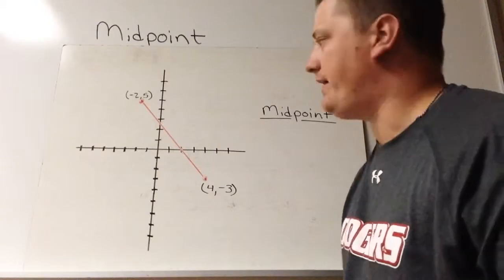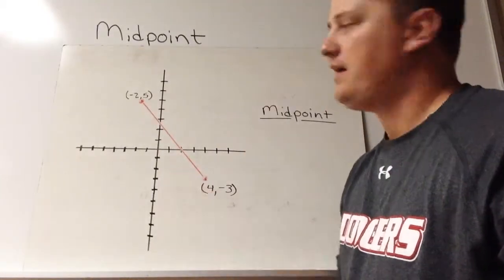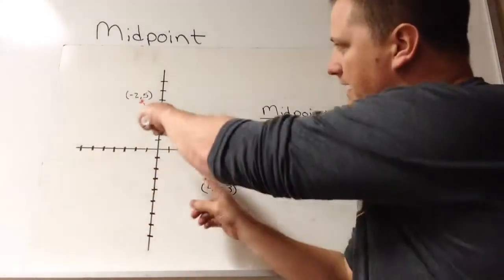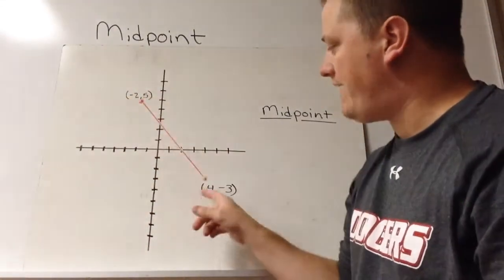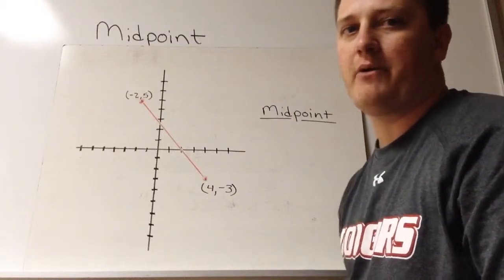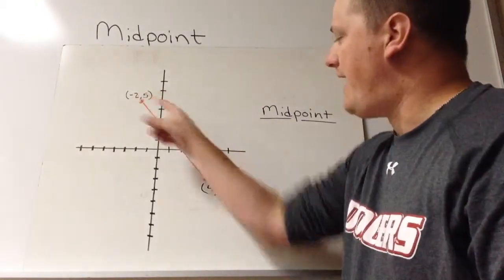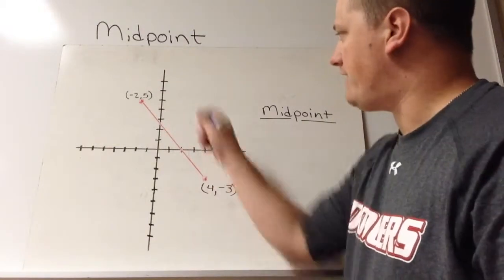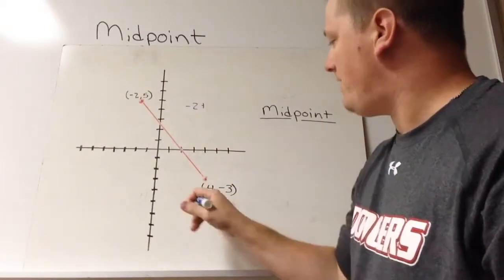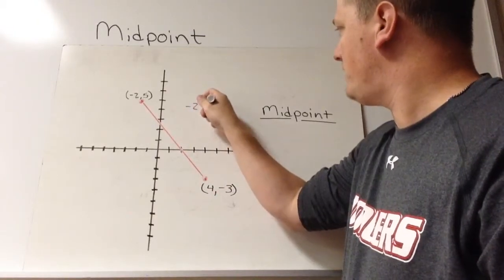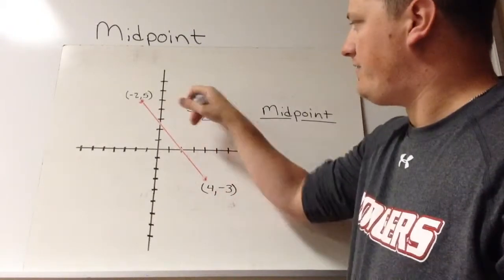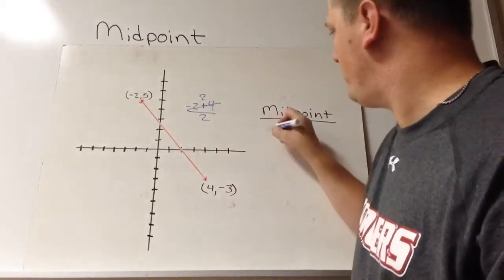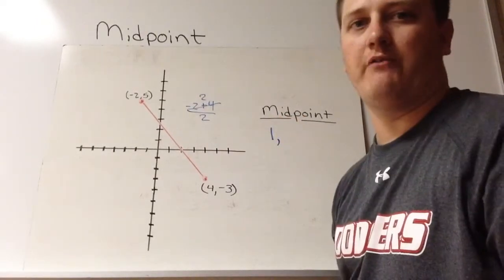So here what I have is a line segment. Notice I have two endpoints. I could continue this on and then it'd be a line, but I have these two endpoints, -2, 5 and 4, -3. If I want to find the midpoint, what I do is I average the x's and I average the y's. So let's start with the x's. We have -2 plus 4 over 2. Well, -2 plus 4 is 2. 2 divided by 2 gives us an x value of 1.